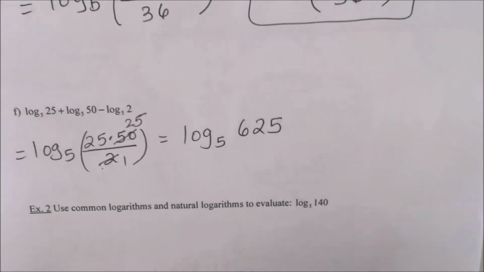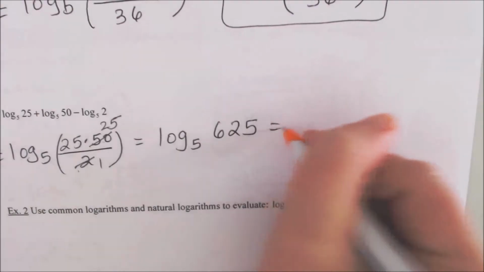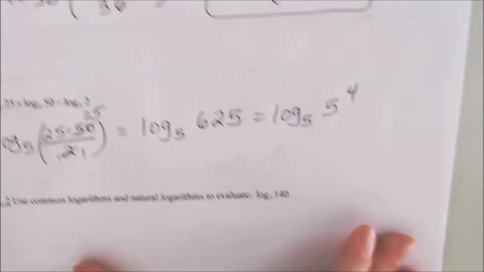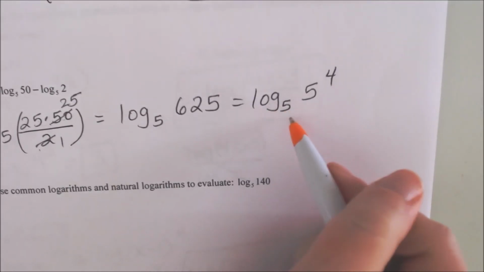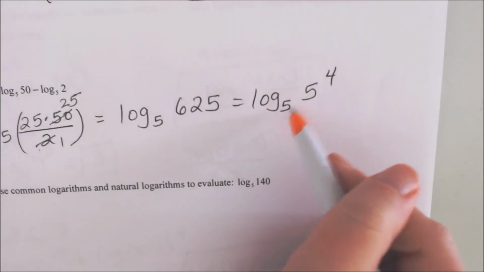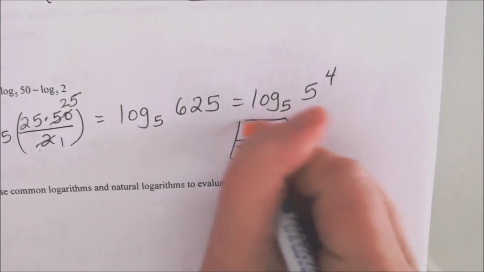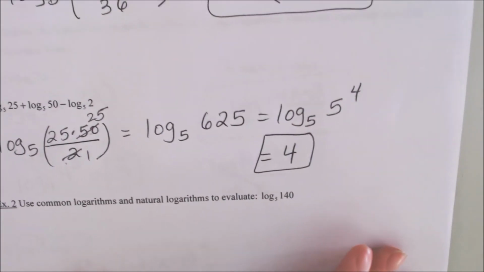625, I believe it is 5 to the 4th power. Let me just double check. Yes, it is. So 5 to the 4th power. So I'm going to write this as log base 5 of 5 to the 4th power. And then remember the inverse rule we talked about earlier, log base 5 of 5 to the 4th just simplifies to 4. So that worked out kind of nicely.